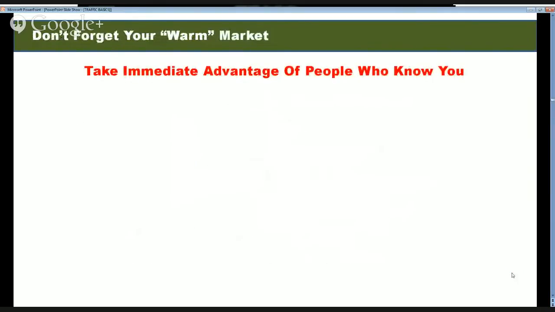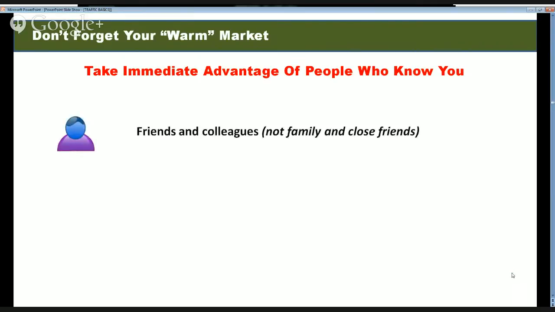Now, one of the things that people forget about is the fact that they do have a warm market. We don't push you doing the warm market like most network marketing companies do, but you can take advantage of your warm market to generate traffic. Okay, so think about who your friends and colleagues are. Think about who they are.